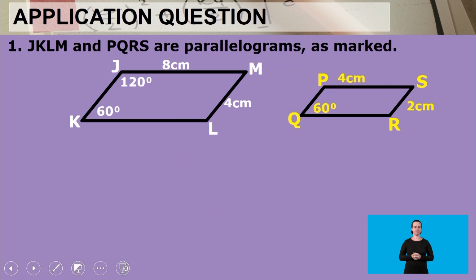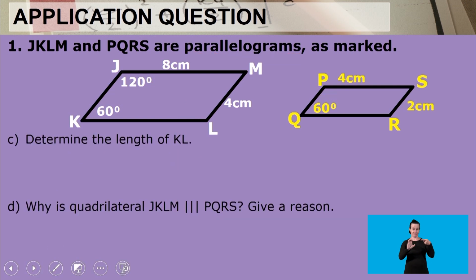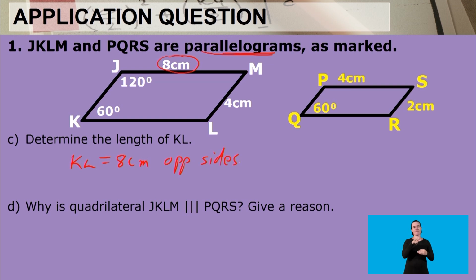Okay, let's look at additional questions. Determine the length of line KL. Look at line KL. It is opposite that marking there of JM, and being a parallelogram, it means that the opposite sides are also equal. Therefore, KL equals 8 centimeters. That is opposite sides of a parallelogram.